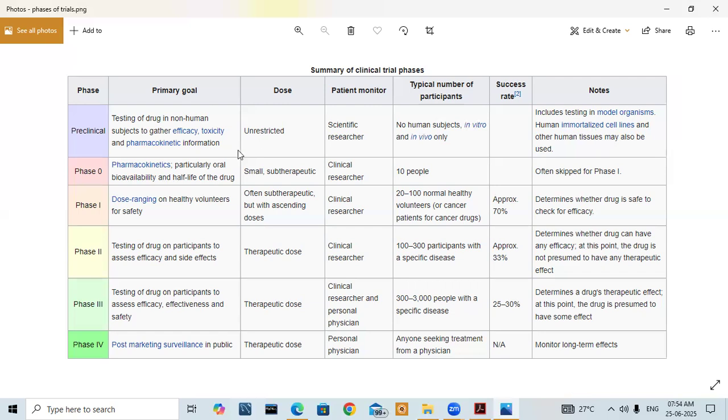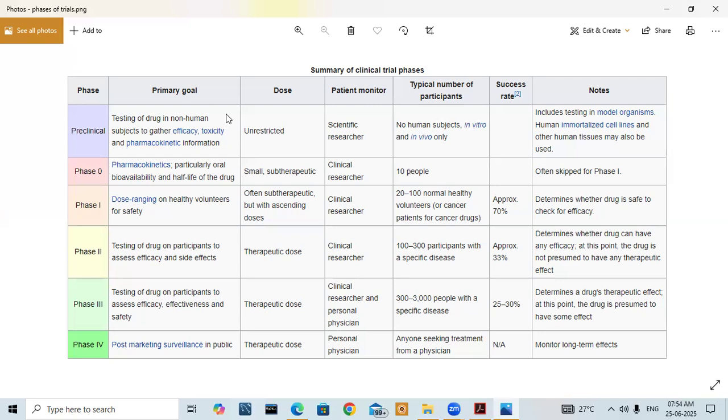Now coming to the phases of the trial. The phases start from phase 1, but phase 0 is also given, though it is not a prominent phase. In most of these studies, phase 0 doesn't exist. What is phase 0? In phase 0, we are working with human subjects, a very small number of people. How many? Only 10 people are recruited in the trial for phase 0.